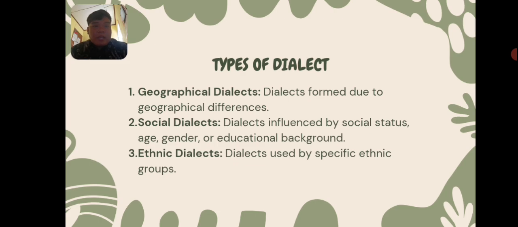These are the types of dialect. There are three types. The first is geographical dialect, a dialect formed due to geographical differences. For example, the dialect in Yogyakarta differs from the one in Surabaya, even though they both speak Indonesian. The second is social dialect, a dialect influenced by social status, age, gender, or educational background. For example, the difference in language use between the older generation and younger people.